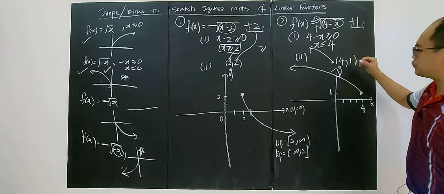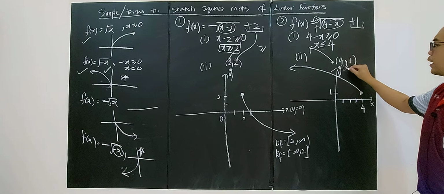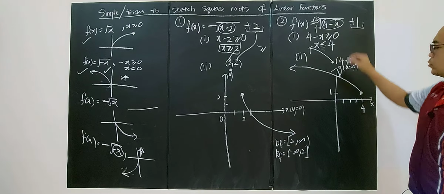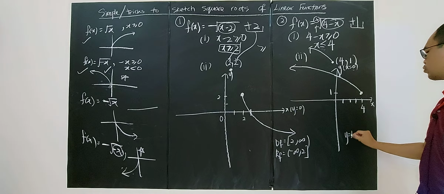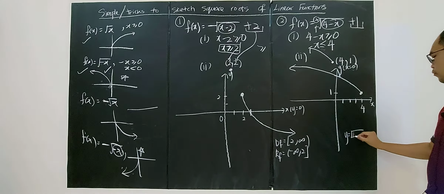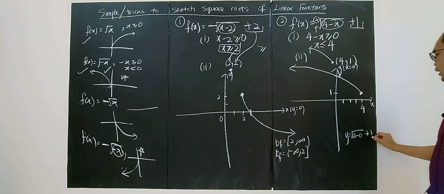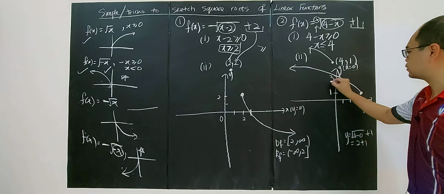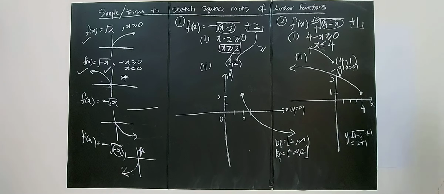For the y-intercept, if you want to find it, x will be 0, right? So you substitute, and you can find y equals the square root of 4 minus 0, plus 1. The square root of 4 is 2, plus 1, so you will intersect at 3. So this is the graph.